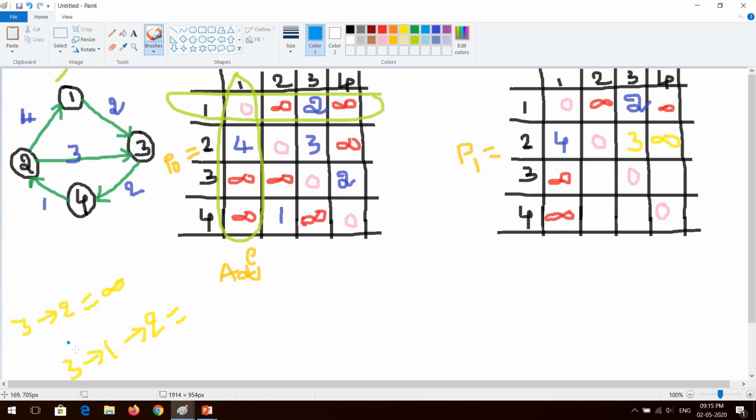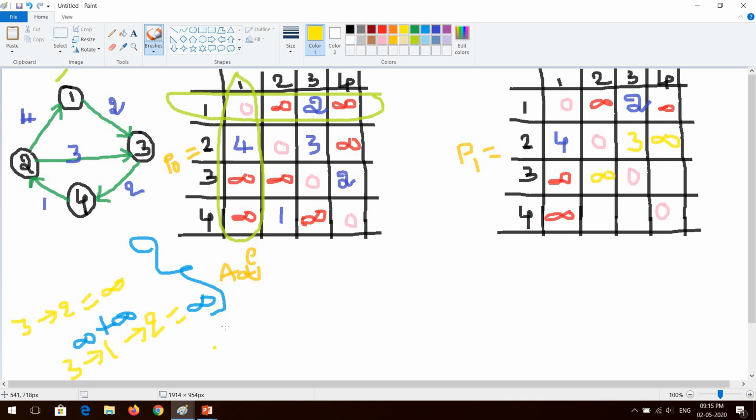So if I want to move from 3 to 1, what is the cost? 3 to 1 is infinite, 1 to 2 is infinite. Infinite plus infinite will make it infinite. So out of these two, which is minimum? Both are infinite, right? So it will remain same.